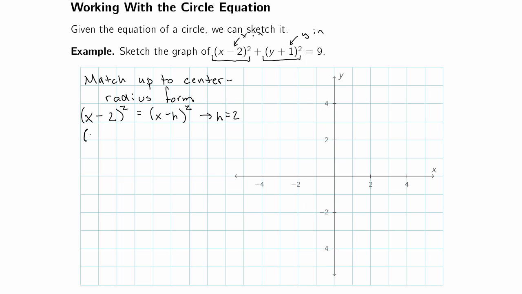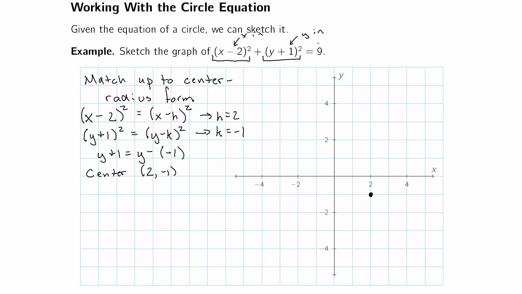My y term, I have y plus 1 squared to match up to my y minus k squared. But y plus 1 is the same as y minus the opposite of 1. y plus 1 is the same as y minus negative 1. So that means my k is negative 1. So my center is at 2, negative 1. There's my center.